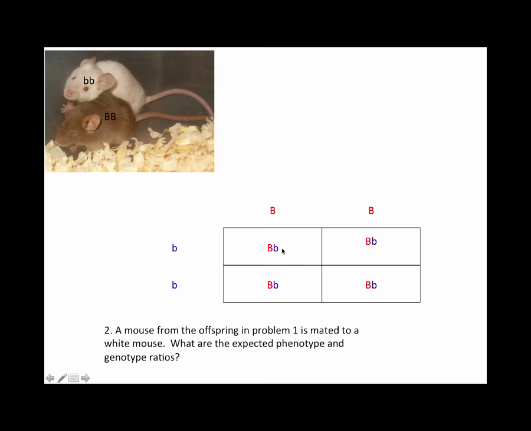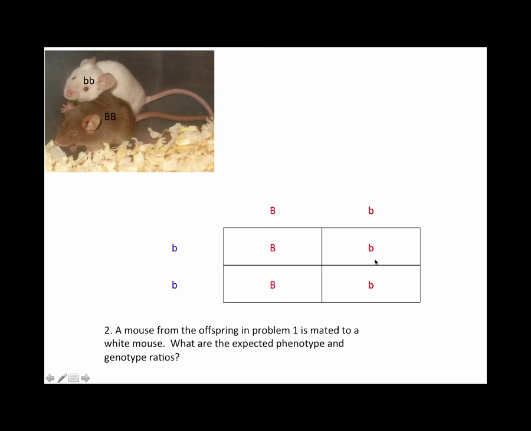Number two: a mouse from the offspring in problem one, so a heterozygote, is mated to a white mouse, and white mice are always going to be little b. If they had a big B, they'd be brown. So here we go. We set the cross up the same way, and instead of having big B here, we have a big B and a little b.